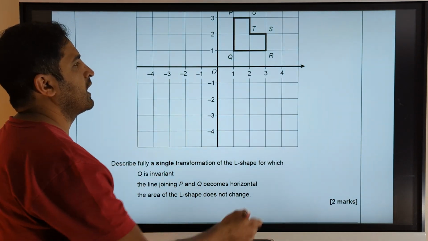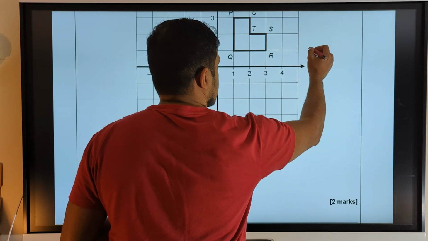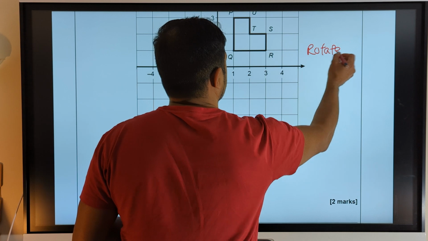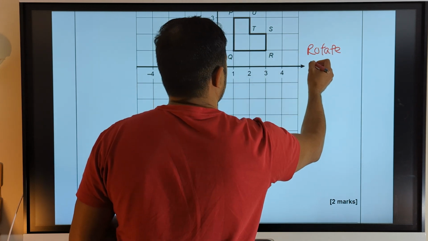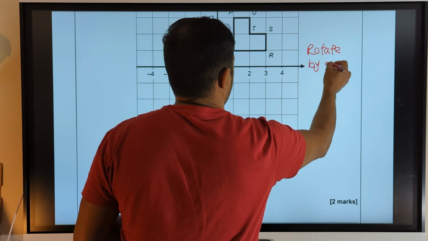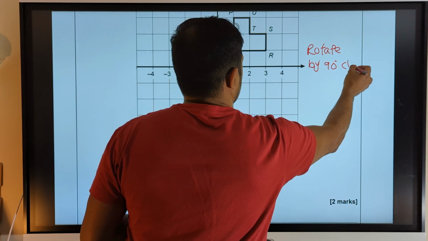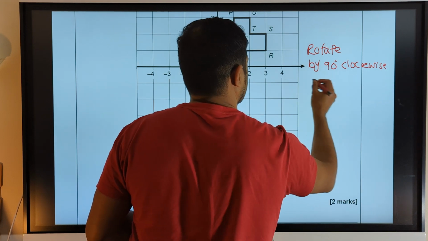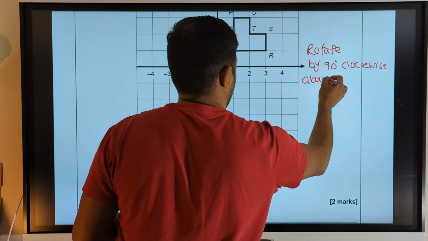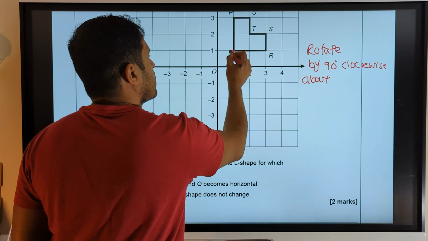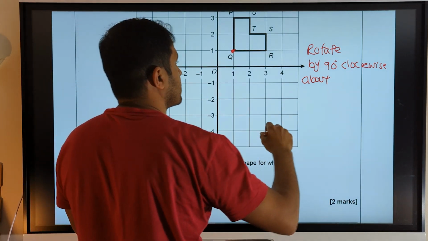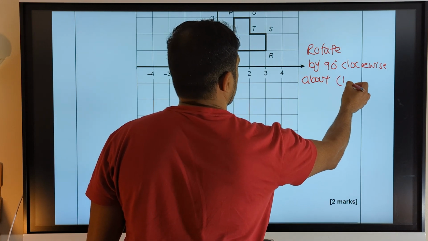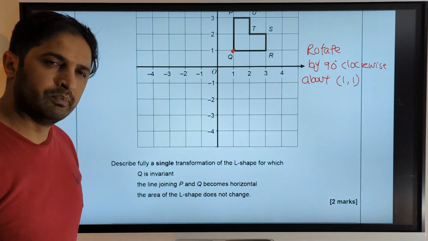So I'm going to write one of those. I like to write it down as a rotation. Rotate that shape by 90 degrees clockwise about, now I need to give the center of rotation. The center of rotation doesn't change at all basically. The center of rotation is point Q, which is about (1, 1). That should do the job.